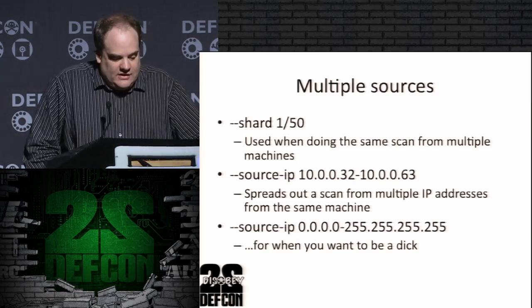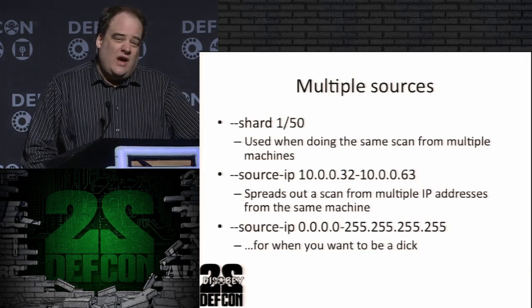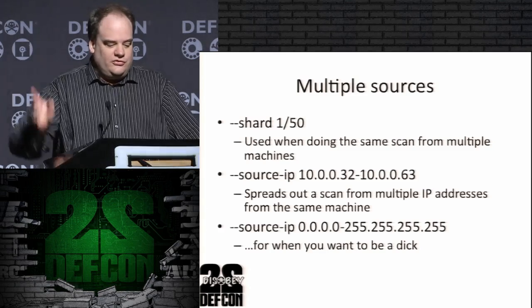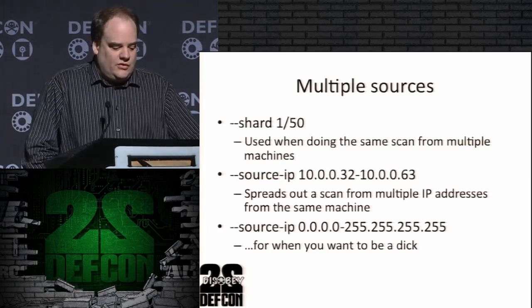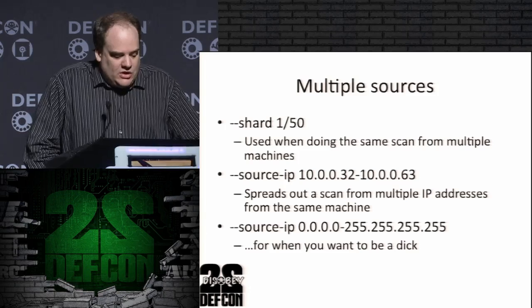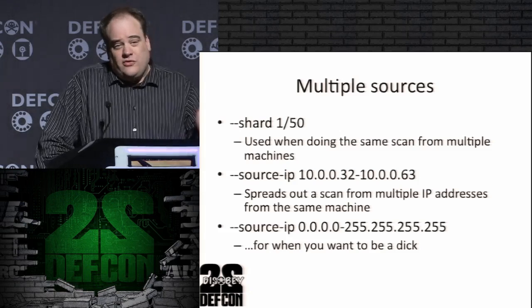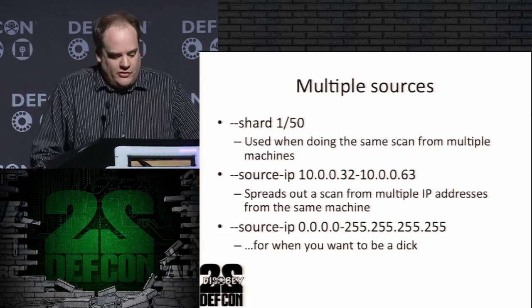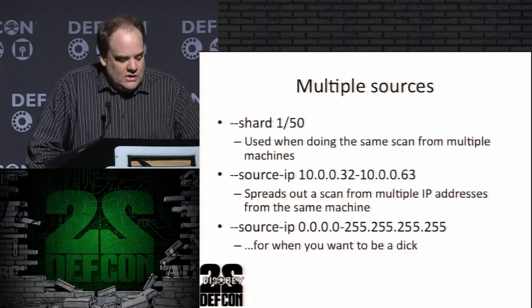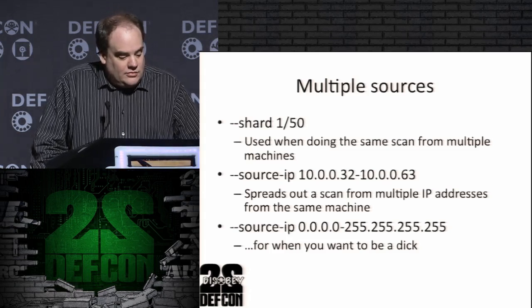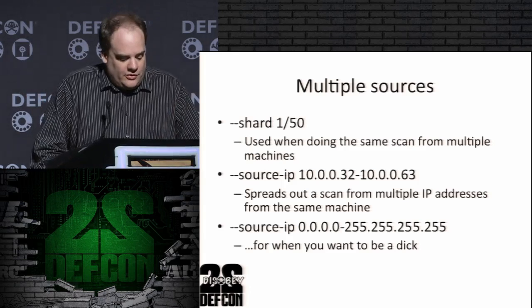One of the cool things is that you can break apart a scan, you can shard it. So if you've got 50 different machines, you can just do shard 1/50, 2/50, 3/50 across the machines. You can use multiple IP addresses as a range. If you've got a class C and you just want to use all those IP addresses, you just type all of them in, or type in the range. The same thing with a port. You can do a range of source ports.